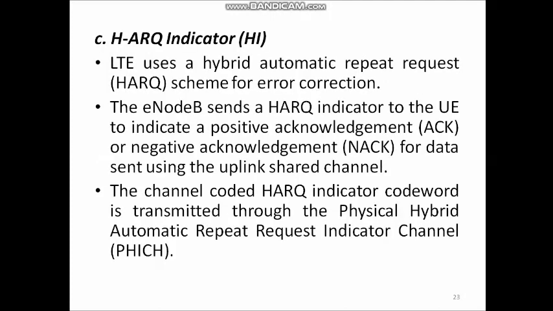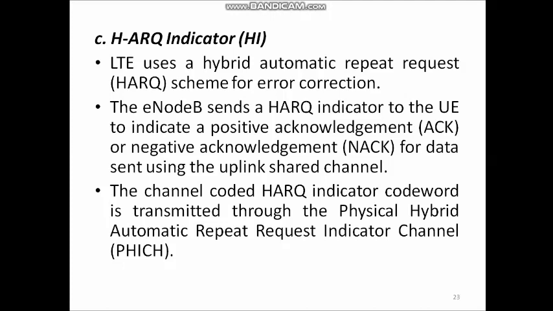Okay, here we will see which type of modulation and coding scheme we can use for the HARQ indicator. LTE uses a hybrid automatic repeat request scheme for error correction. This is the combination of FEC, forward error correction, and retransmission. So both coding and retransmission methods are used in HARQ. The eNodeB sends a HARQ indicator to the user equipment to indicate a positive acknowledgement ACK or negative acknowledgement NACK for data sent using the uplink shared channel.